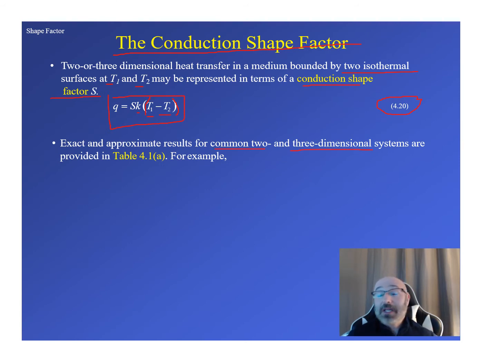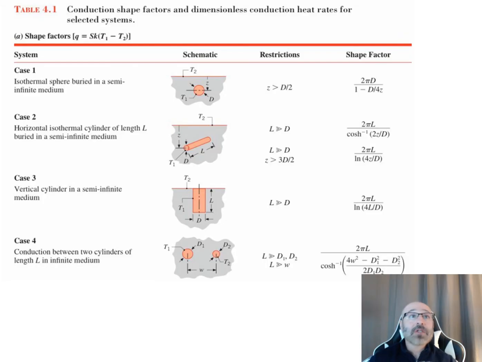Now, if we want to find some exact and approximate results for common 2D and 3D systems, we can reference table 4.1a in our textbook. Going to table 4.1, what part A has is our conduction shape factors and dimensionless conduction heat rates for these selected systems. For part A, these are our shape factors. We have the relationship we saw in that previous equation, that Q is equal to our shape factor S times our thermal conductivity k times the temperature difference between our isothermal surface temperatures, T1 minus T2. That's the governing equation we just saw. There are 11 different cases that we can look at for this table 4.1a.